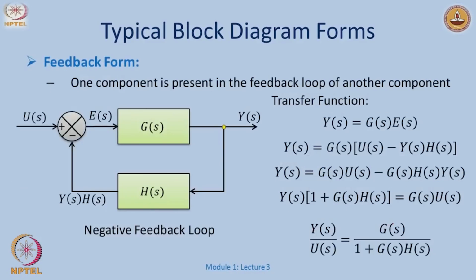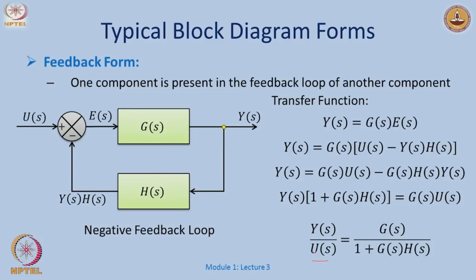Okay. I could also have things connected in what I call a negative feedback loop. So, I have a signal here, it goes via G, and this Y is fed back via H of S again over here. So, how does the transfer function look in this case? In the feedback form, I want to find out what is Y of S over U of S.